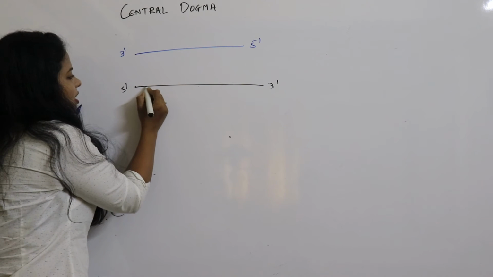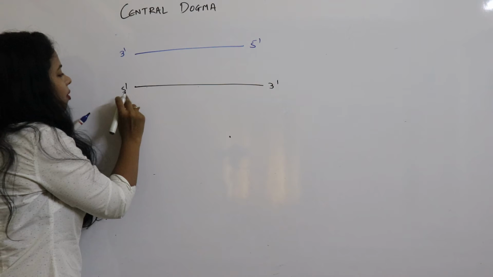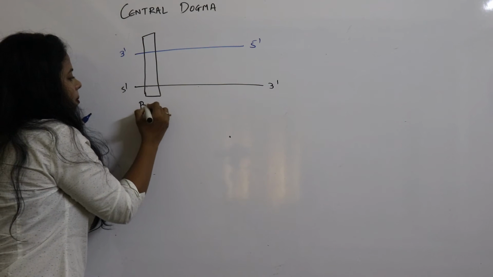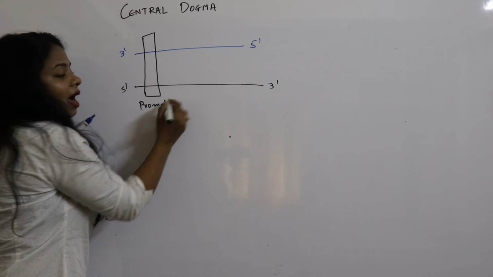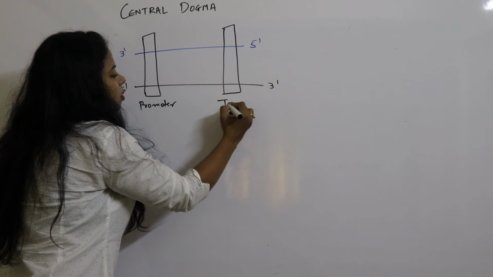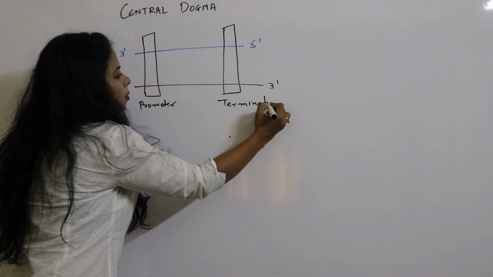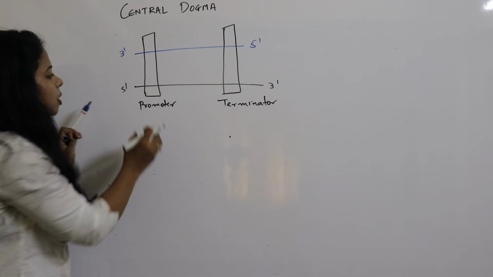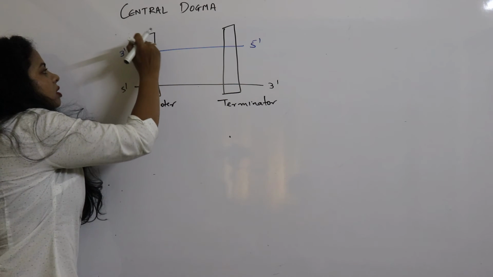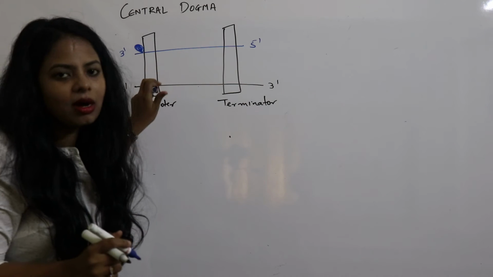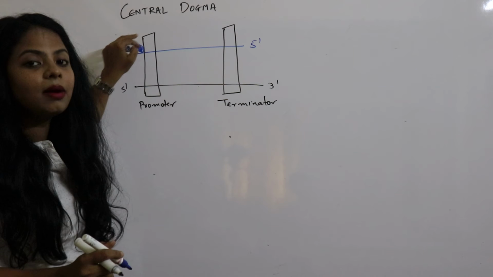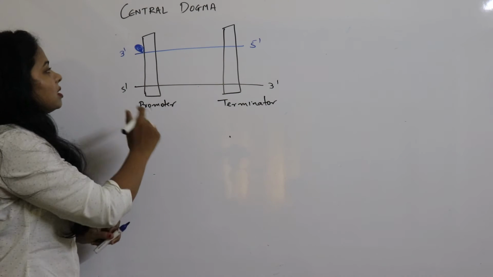Now your promoter is the sequence around here, that is near the 5' end. So this is promoter sequence, and terminator is near the 3' end. So this is terminator, right? So at this promoter, at this point, the RNA polymerase binds. So this is the enzyme which is required here, that is RNA polymerase, which binds at what? At the promoter sequence. Okay, now this is the first step.